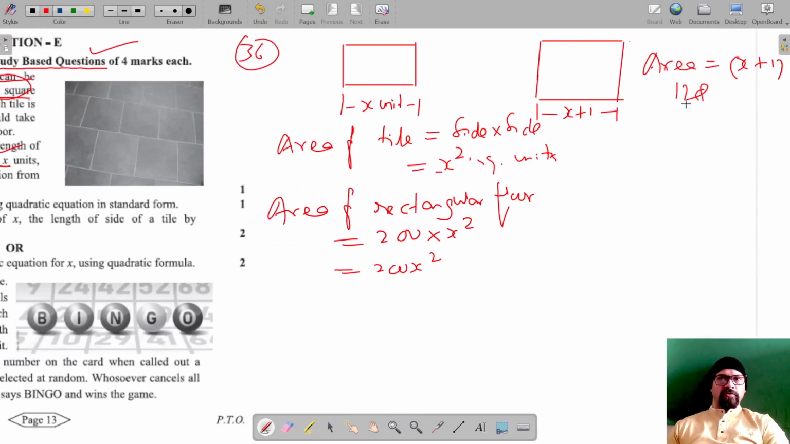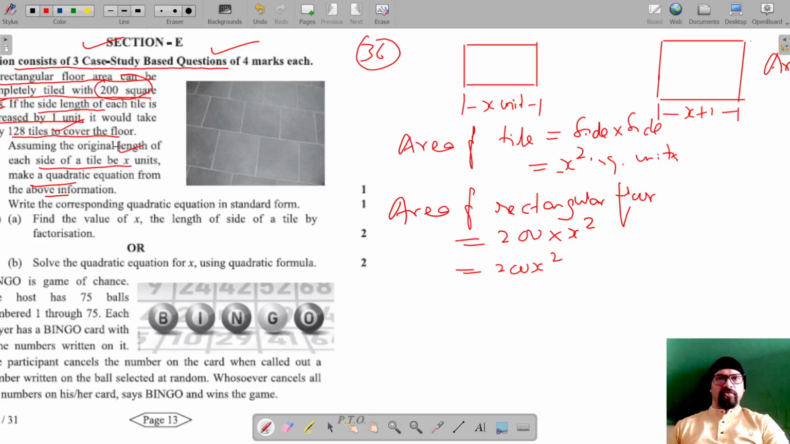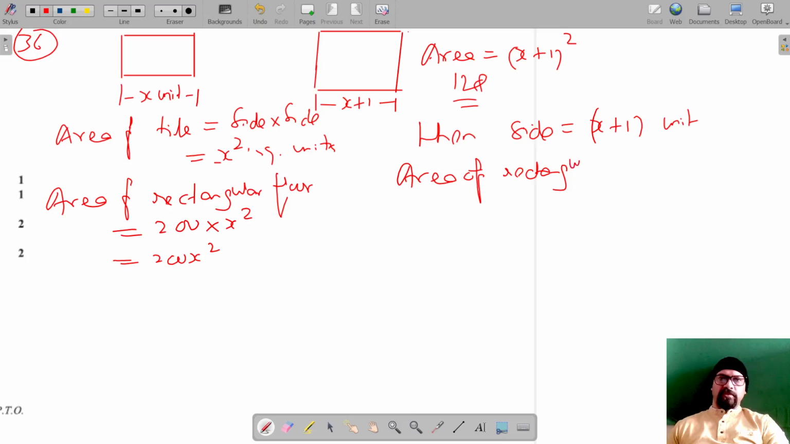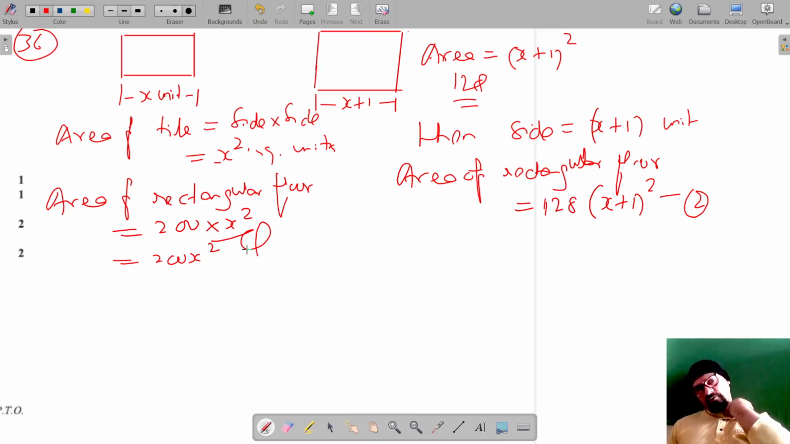And now we can use only 128 tiles to cover the floor. So in this case, when the side of the square tile is increased by one unit, the number of tiles is 128. The rectangular floor has to be tiled with only 128 tiles. So 128 into x plus 1, the whole square, that is the second equation. This is 1. Whatever the number of tiles, the area of the floor remains the same.